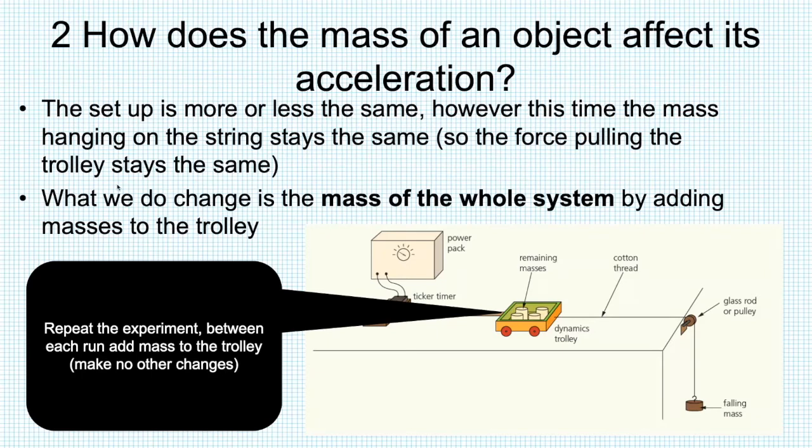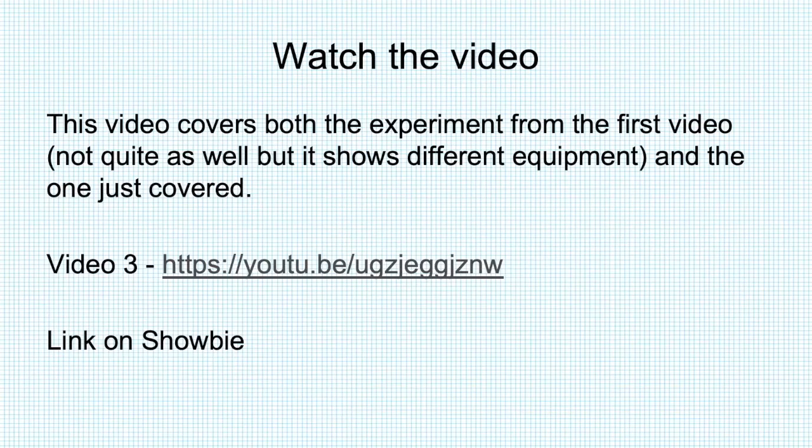Now we could make some predictions about this experiment. How does the mass of an object affect its acceleration? Well, now we need to think about if we make a trolley heavier, will it be harder or easier to accelerate? If you said that it would be harder to accelerate, I think you're probably right. Something that's heavy is harder to push. There are links to a couple of other videos that actually display this experiment pretty well. I'll put those in the description.